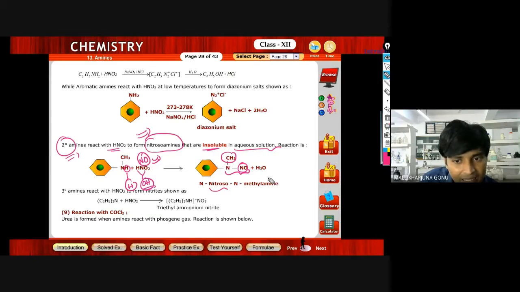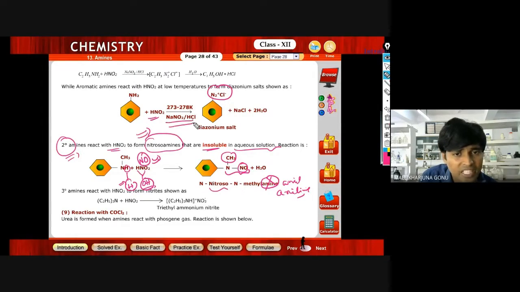N methyl aniline. It's not amine, it is aniline. You have to correct whenever such mistakes are there. What I have done, H I have taken, OH I have taken from HNO2, then I have added. But here N2+ Cl- will form.